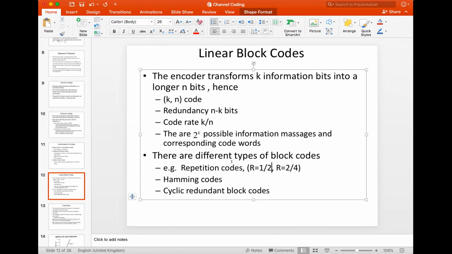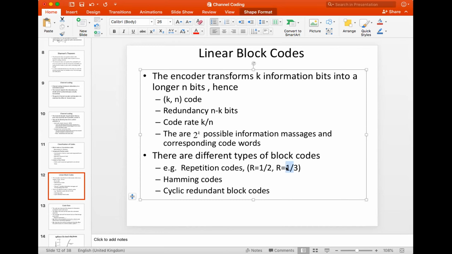Now, this is a repetition code. So what does it mean? It means that you're taking 1 bit and repeating it. Let me use 1/3 instead. If it is a rate of 1/3, it means that you're taking one bit and repeating it three times. Now, this is the simplest form of a block code.